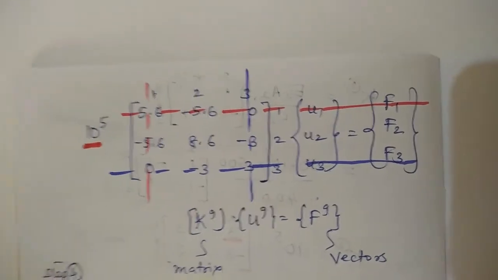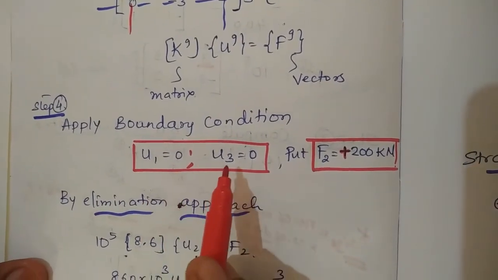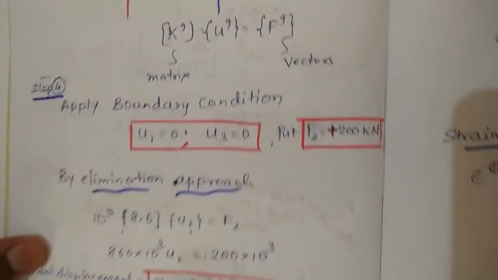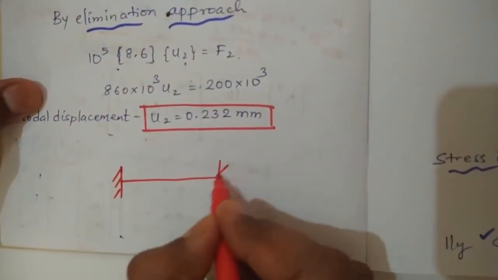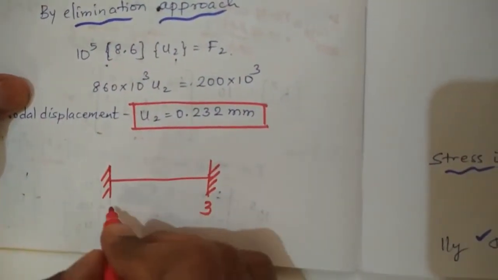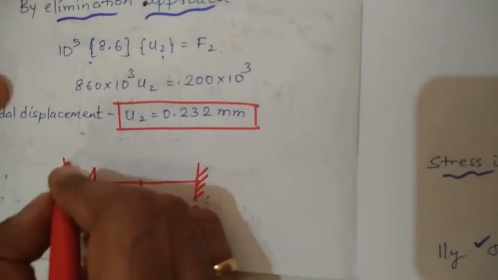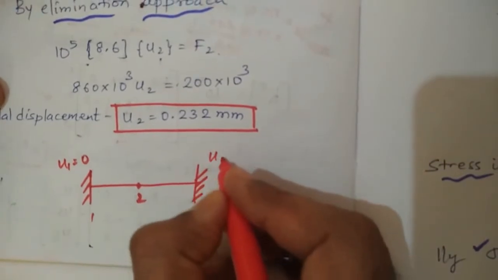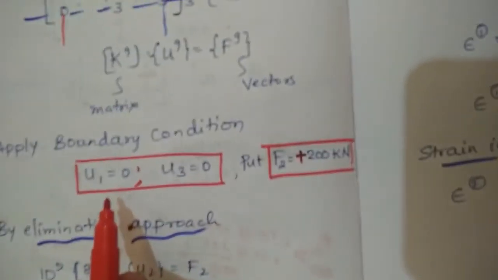Now what I will do in the next step, apply boundary conditions. Step number 4. What are the boundary conditions? U1 is 0, U3 is 0. You could have seen, look at this. This is fixed. So 3 is fixed. So what I will be doing? U1 is 0. U3 is 0. So I'll put this. Okay.